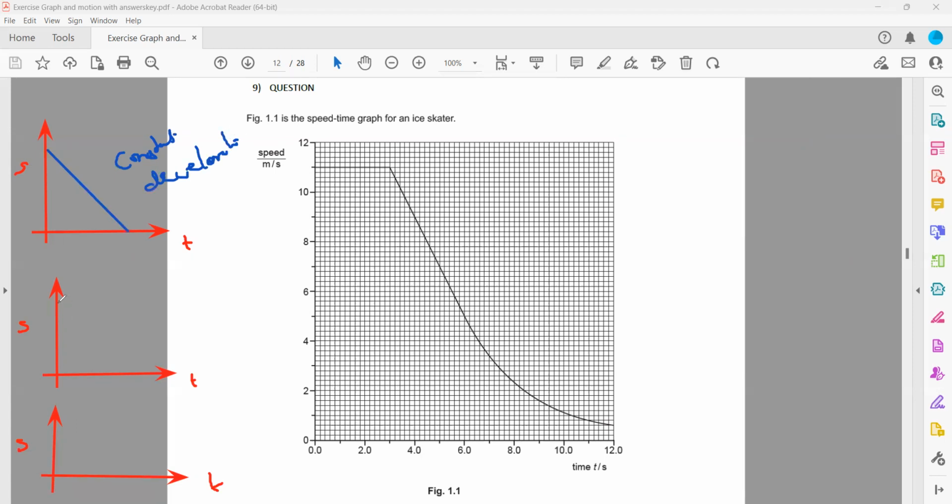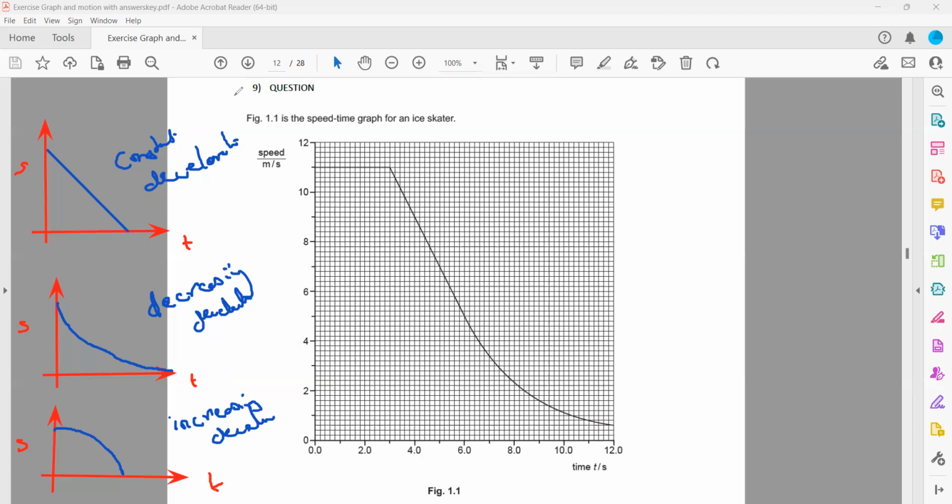If it's a speed time graph and the curve is becoming horizontal, or turning to horizontal, we say that here deceleration is decreasing, or we can say decreasing deceleration. And if the curve is getting like this, we call that an increasing deceleration. So even a deceleration can be constant, decreasing, or increasing.